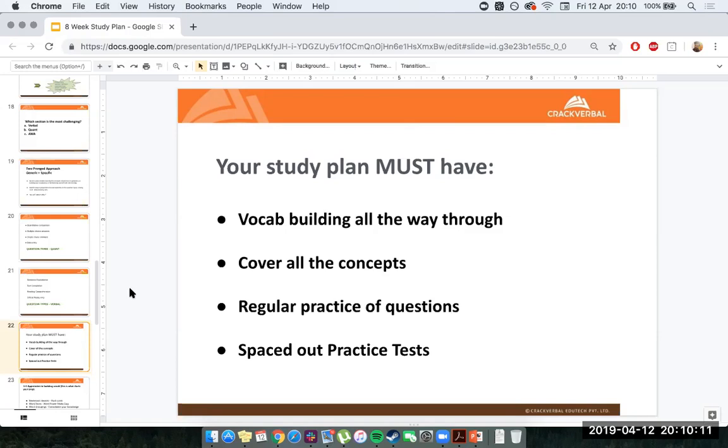So ultimately, your study plan must address these 4 points. And if it does so, it will be an effective study plan. So what do you need? Vocab building all the way through, which is generic. Cover all the concepts, also generic. Regular practice of questions, obviously specific. Spaced out practice tests, kind of specific, but with a bit of generic prep and ideas thrown in as well. And you need to do all of this in order to make sure that your prep is sound.